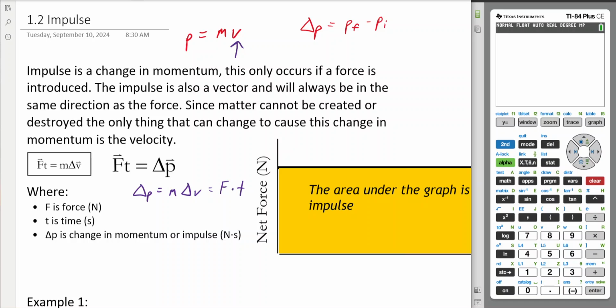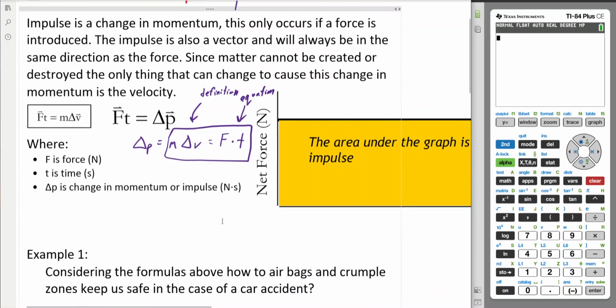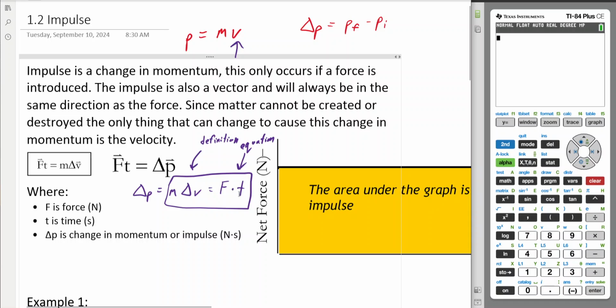Okay, so usually what we're going to do is just use this formula, which is to put both parts together. The definition of impulse, this is kind of like the definition. And this is another equation for it. So we usually will put these two things together. And yeah, let's think about this for a little bit.